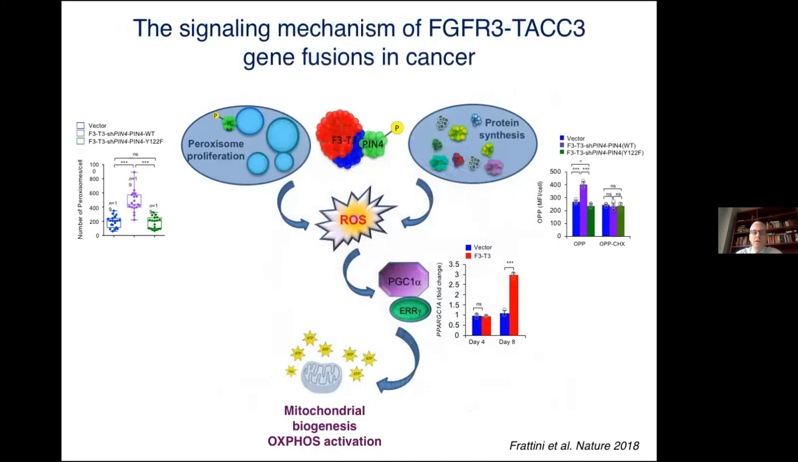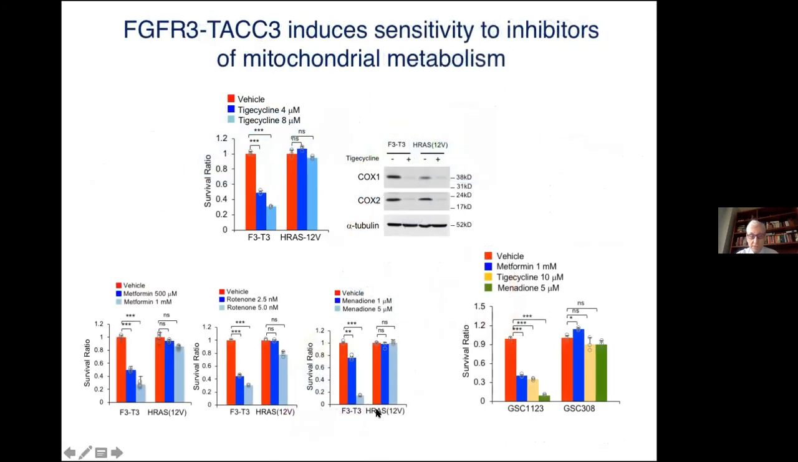This happens through a very complex signaling pathway that starts from the phosphorylation of specific substrates by the FGFR3-TACC3 receptor tyrosine kinase fusion protein, and that ultimately results in the activation of a master regulator module for mitochondrial biogenesis and OXPHOS activation. Again, this type of basic science information is immediately providing opportunities for therapeutic targets.